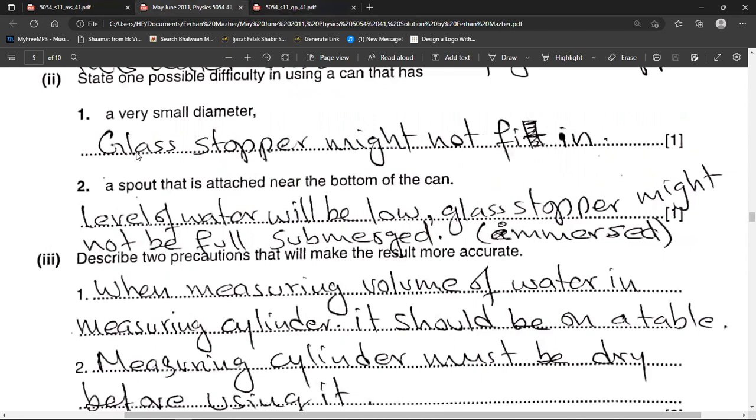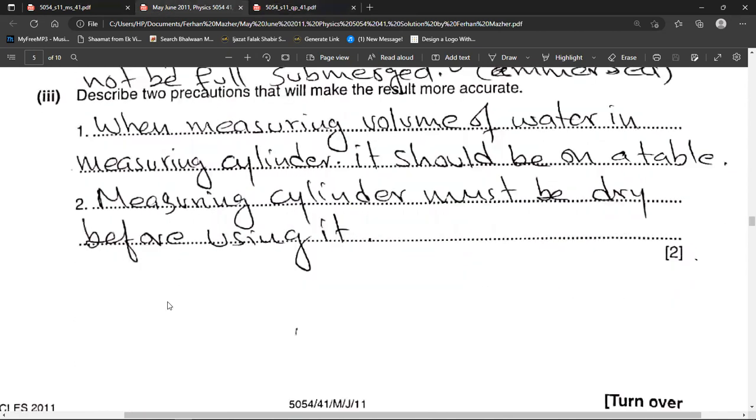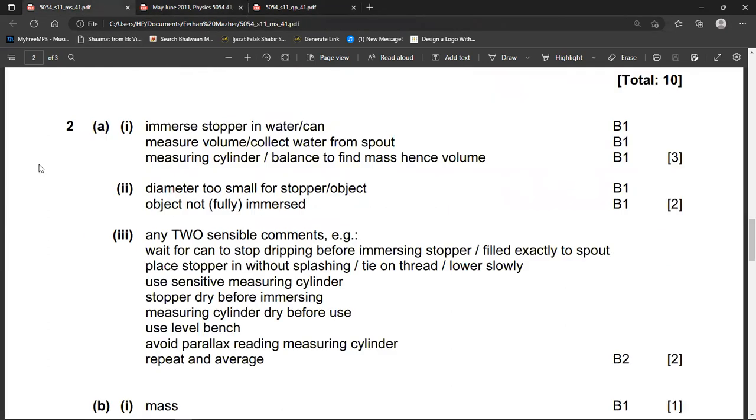These are the precautions. When measuring the volume of water in the measuring cylinder, it should be on a table, not in your hand. Whenever you read from the measuring cylinder how much is the volume of the water in it, it should be placed on a horizontal table and the level of the water should become steady, and then you should read it. The measuring cylinder must be dry before using it. So these are 2 precautions which I have written.